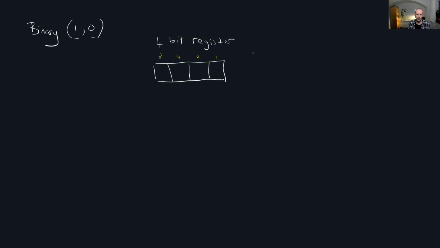So if I want to represent the number, let's say 6, then I don't need any ones, but I do need a 2, I do need a 4, I don't need an 8. And again, you can do the math. 4 plus 2 is equal to 6. So in a 4-bit register, we can represent the number 6, or we can represent any of the numbers that are possible with this register.